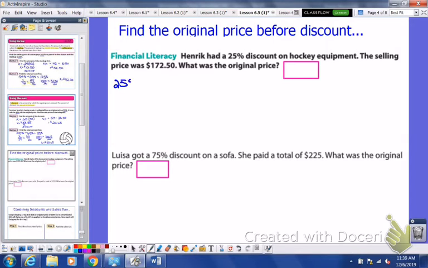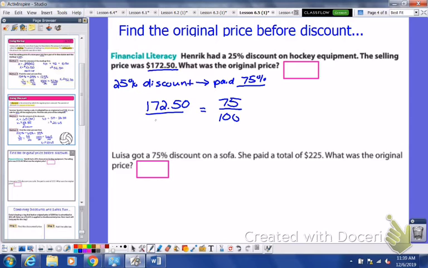If you had a 25% discount, that means that you paid 75% of the original price. So this $172.50 is 75% of the original. So that means if I go to my proportion, my part is what I paid. And again, I paid 75%, so 75 over 100. So this is asking us, $172.50 is 75% of what?